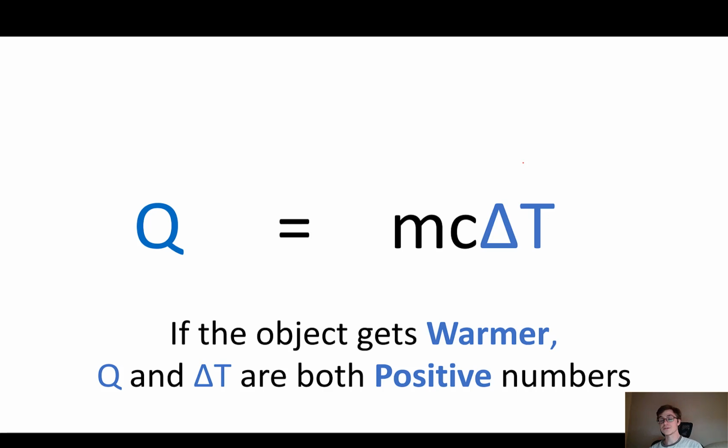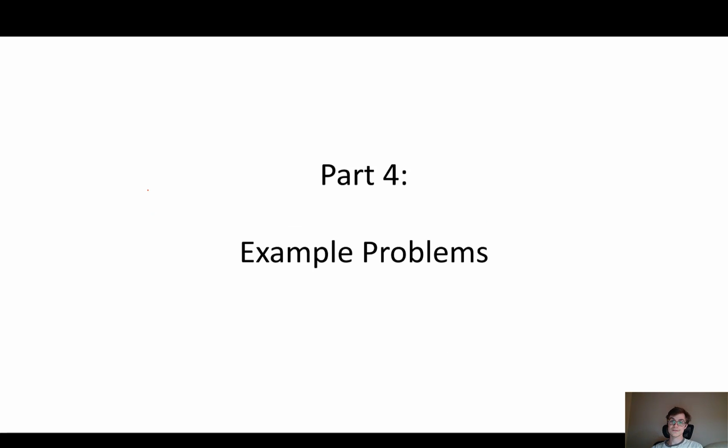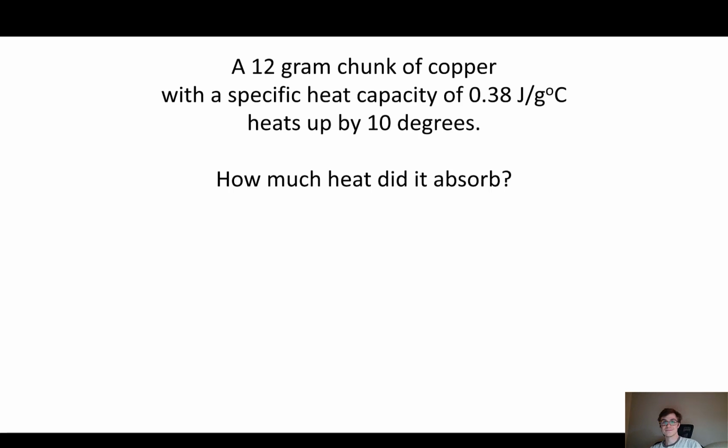If the object gets warmer, for example, you heat something up from 0 to 100 degrees, then delta T is a positive number. It goes up, and Q is a positive number too, because you gain energy. And this indicates that you gain energy to get warmer. So finally, example problems. This is the point of the video. If the rest of it was confusing, I was mostly just teaching you ways to understand the concepts that come up here. So if you didn't get any of the previous things, but you can follow me for these problems, then that's not ideal, but it's good enough.